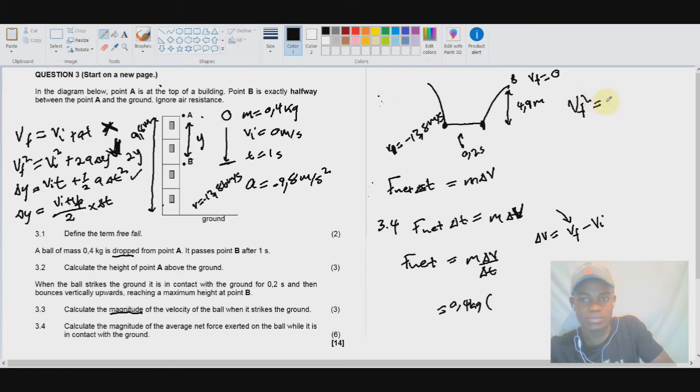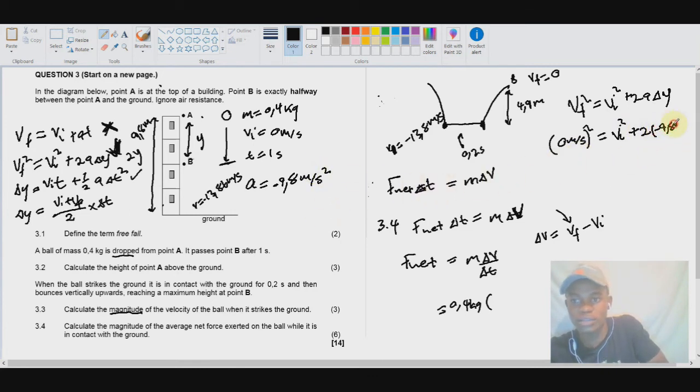So VF squared is equal to VI squared plus 2A delta Y, right? VF is 0 meters per second. We square that part, is equal to VI squared plus 2, we have the acceleration, which is negative 9.8 meters per second squared, right? So you multiply this by Y. Sorry, I don't have much space. This one is moving from the ground and it travels a distance of 4.9 meters up. So it's positive. So finally it's at 4.9.